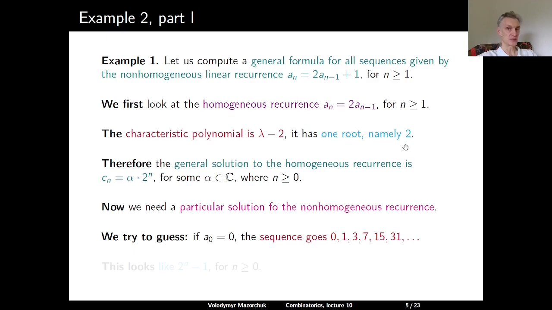Let us try to guess one. So let a0 be equal to 0, and then our non-homogeneous linear recurrence gives us 0, then 2 times 0 plus 1 is 1, 2 times 1 plus 1 is 3, 2 times 3 plus 1 is 7, then 15, 31, and so on. And this looks very much like 2 to the power n minus 1. So 1 is 2 minus 1, 3 is 4 minus 1, 7 is 8 minus 1, and so on.